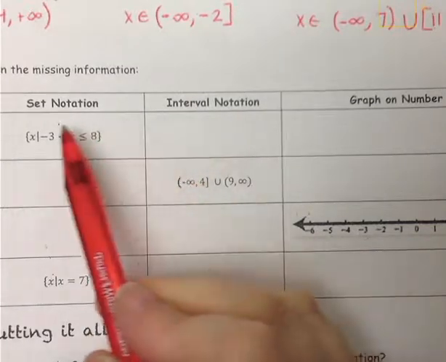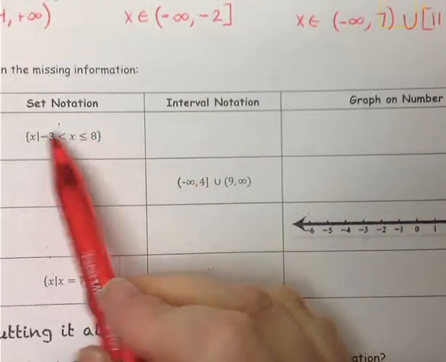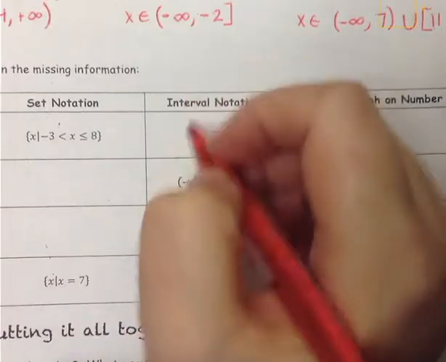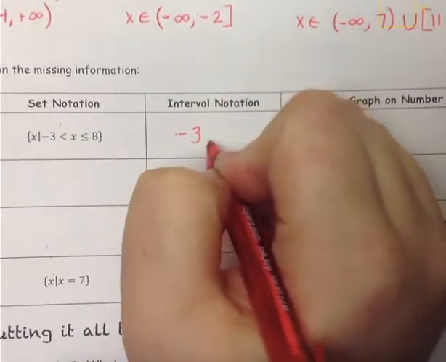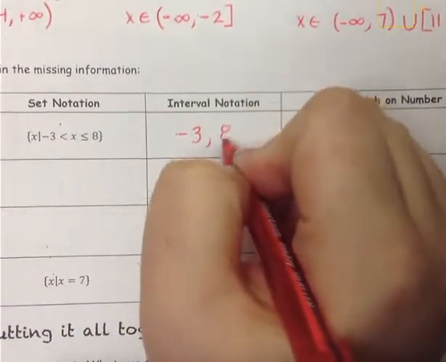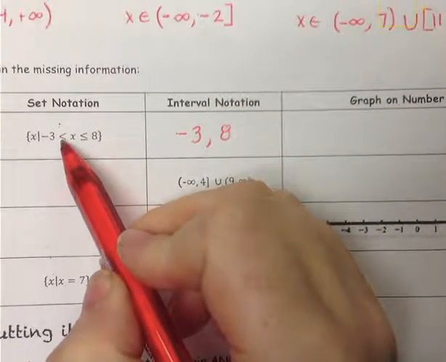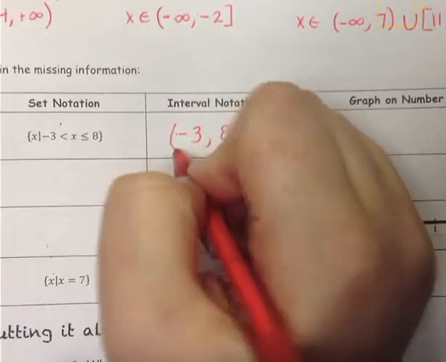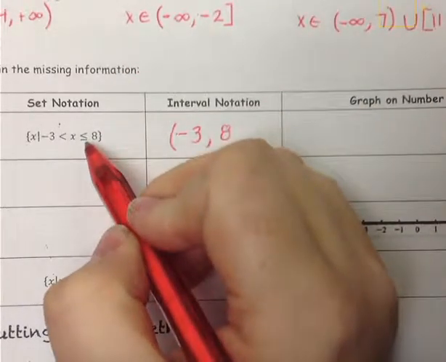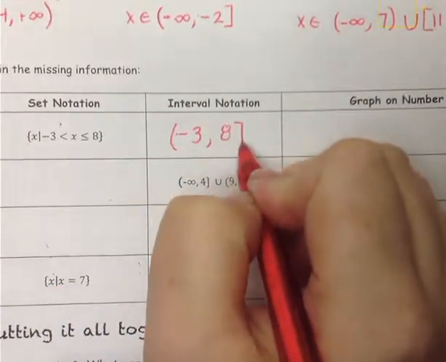Interval notation from set notation, you have to write it in that same order. So it goes from -3, and it includes all the way up to that 8. The -3 does not have that equality part to it, so it will be an open bracket. The 8 does have the equality, so it will be a closed bracket.